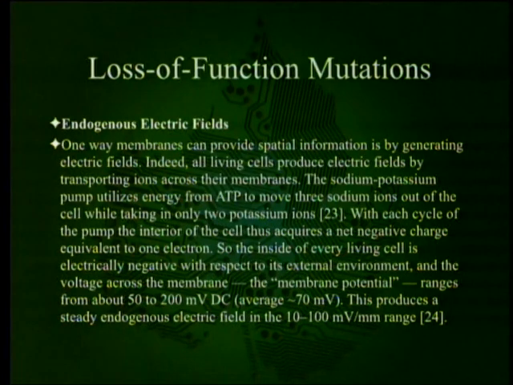Endogenous electric fields. One way membranes can provide spatial information is by generating electric fields. Indeed, all living cells produce electric fields by transporting ions across their membranes. The sodium-potassium pump utilizes energy from ATP to move three sodium ions out of the cell while taking in only two potassium ions. With each cycle of the pump, the interior of the cell thus acquires a net negative charge equivalent to one electron. So the inside of every living cell is electrically negative with respect to its external environment. And the voltage across the membrane, the membrane potential, ranges from about 50 to 200 millivolts, a fifth of a volt maximum, average about 70 millivolts.